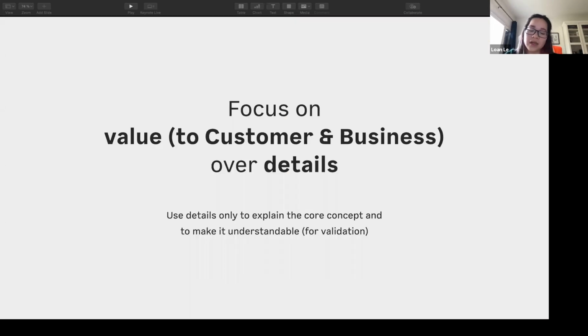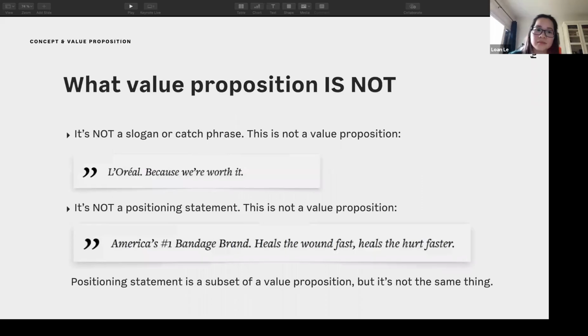The key thing when working on this canvas is to keep your focus on the values for your customer and your business, not the detail on operational or monetary, not yet. Just enough so that you can explain the concept in an understandable way.